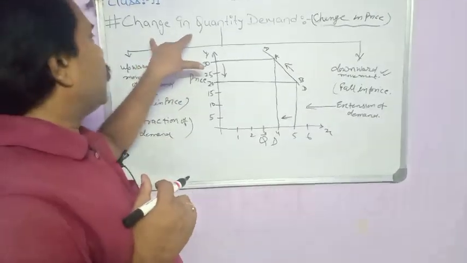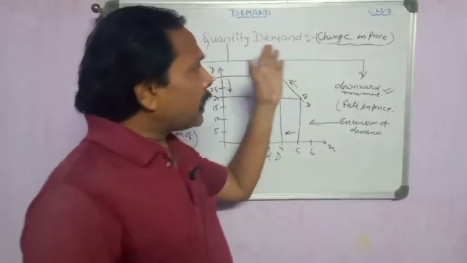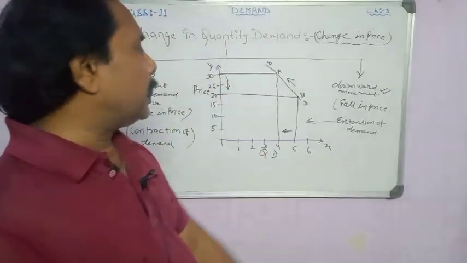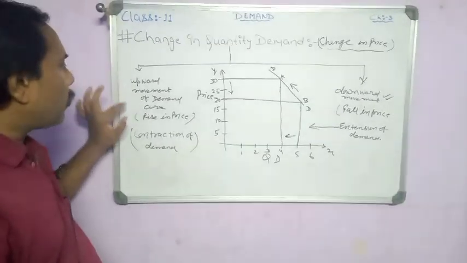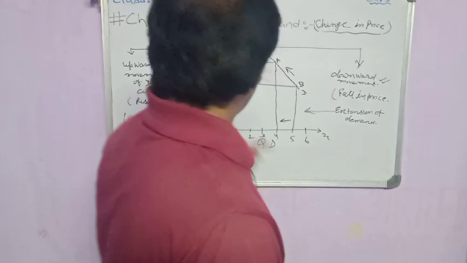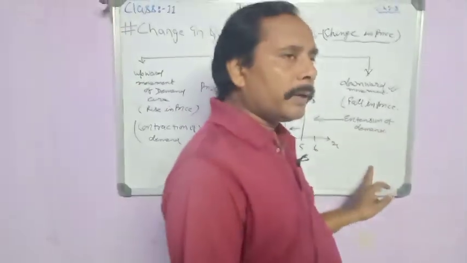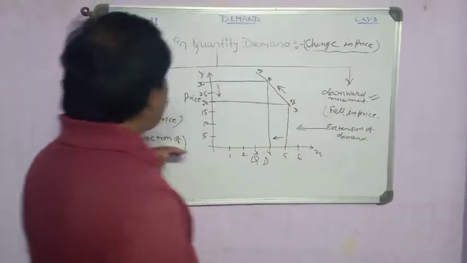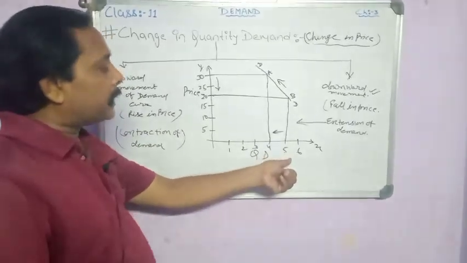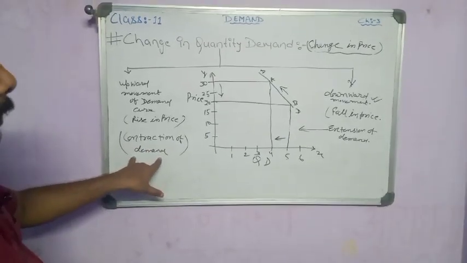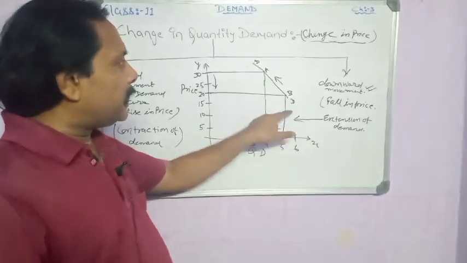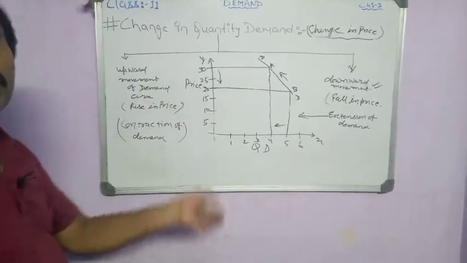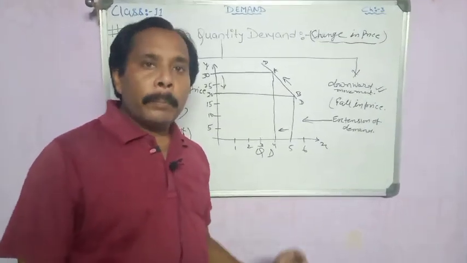Is it clear? So change in quantity demanded, listen once again. When the quantity demanded changes due to price, that is known as change in quantity demanded. It has two main components: either upward movement or downward movement of the demand curve. It is also known as contraction of demand or extension of demand. When the price falls, the quantity demanded increases, so it is known as extension of demand. And when the price rises from 20 to 30, the quantity demanded decreases from 5 to 4, and that's why it is known as contraction of demand. Here there is a single demand curve DD, either it moves upwards or downwards, and due to that it is known as movement along the demand curve.